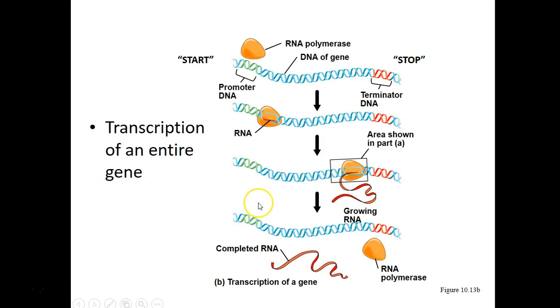So what will happen if you want to transcribe an entire gene and make that full protein? The RNA polymerase is going to look for a promoter region. After the promoter region, it's going to look for the start sign. And once it sees the start, it's going to begin making an RNA sequence until it reaches what we call a terminator DNA sequence or a stop sequence. And that will give you your completed RNA.